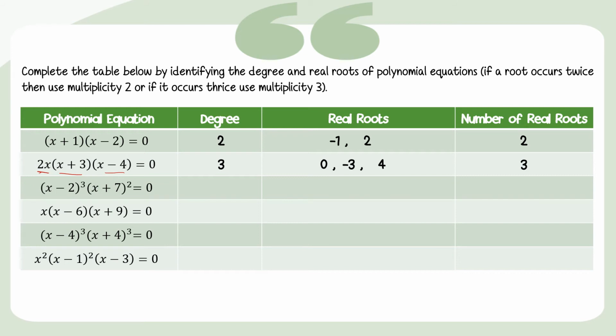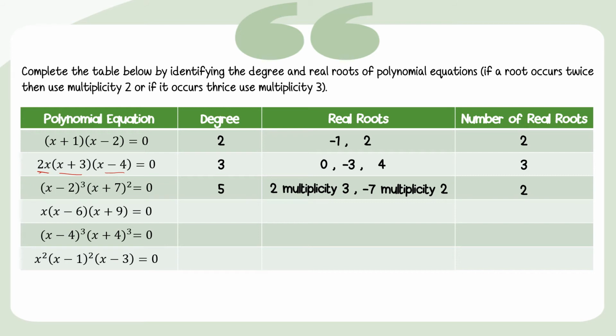Next, what is the degree? 5. Kasi, tatlong x minus 2 at dalawang x plus 7. So, this is 5. What are the real roots? We have positive 2, multiplicity 3, kasi naka-cube, and negative 7, multiplicity 2. How many real roots? Dalawa lang.